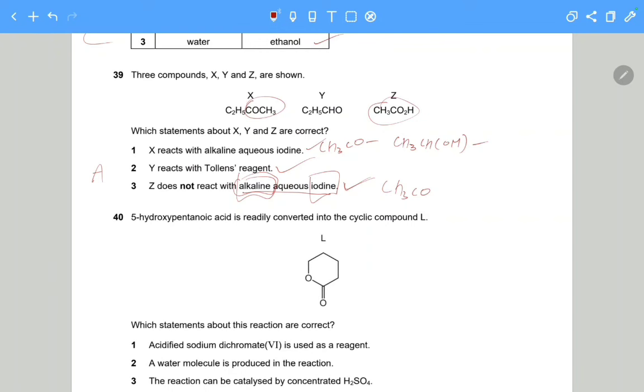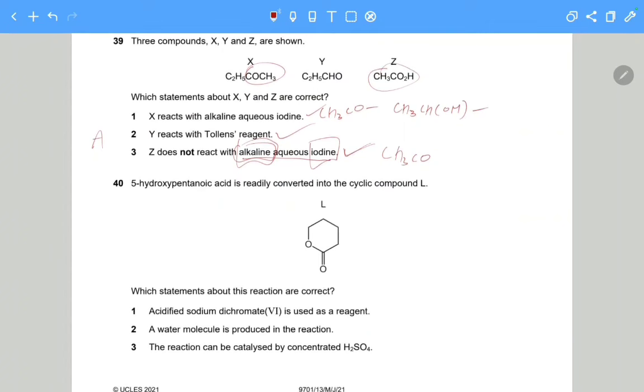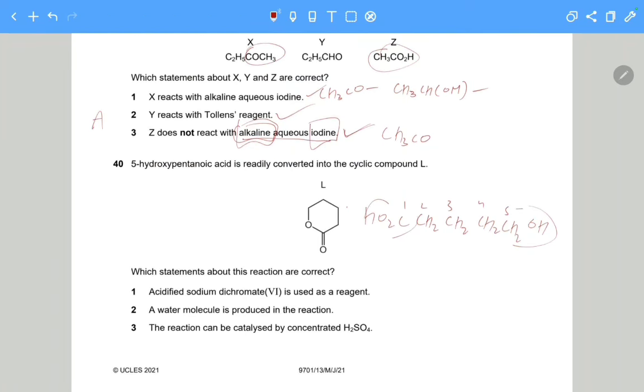Question 40. 5-hydroxypentanoic acid is readily converted into the cyclic compound L. And which statements about this reaction are correct? Acidified sodium dichromate is used as a reagent. So 5-hydroxypentanoic acid, let's draw this out. So we have HO2C. Let's start counting from here. CH2, CH2, CH2, CH2OH. So that's 5-hydroxypentanoic acid because 5 carbon atoms, alcohol at the 5th position, so hydroxy and then carboxylic acid.